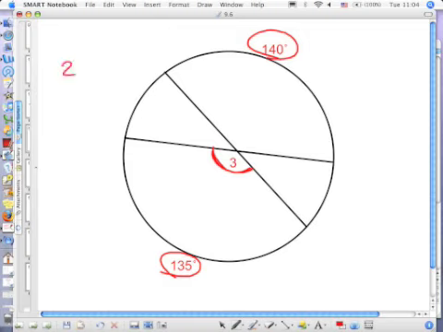275 divided by 2 is 137.5. So the measure of angle 3 is 137.5.